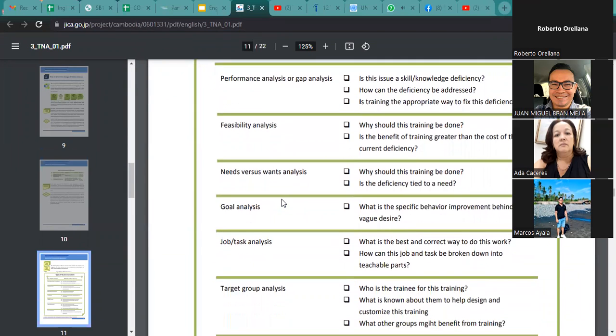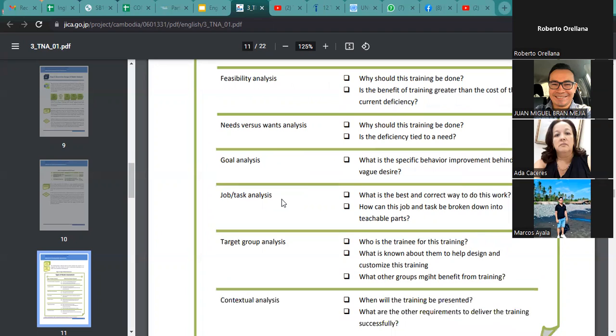Needs versus wants analysis. Why should this training be done? Is the deficiency tied to a need? I mean, sometimes it's something that we need to correct, but it's not that important. It's something that can be done next year, next quarter, things like that. Goal analysis. What is the specific behavior improvement behind a vague desire?